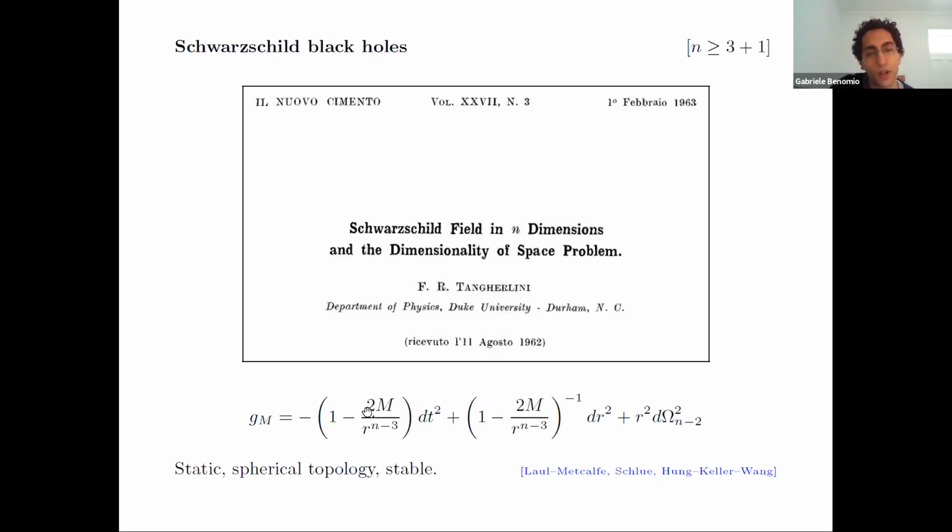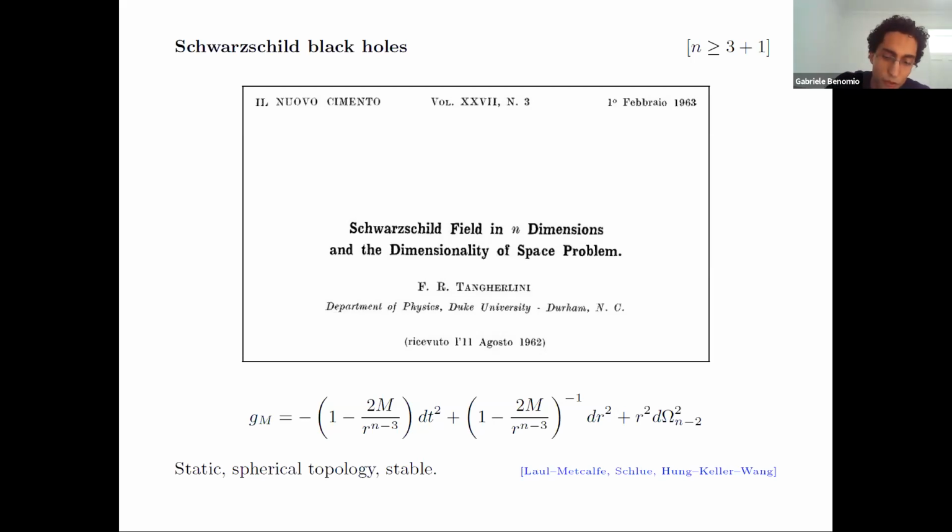One has to replace the usual metric coefficient that you see in the 3+1 dimensional Schwarzschild metric by some appropriate weight in r that depends on the number of dimensions that you consider. And the d omega squared here denotes the standard metric on the unit n-2 dimensional sphere. So this is a family of static black holes with spherical horizon topology, meaning the t equal constant slice of the event horizon is a Riemannian manifold with spherical topology. And as for the four-dimensional sibling, higher dimensional Schwarzschild black holes are expected to be nonlinearly stable.